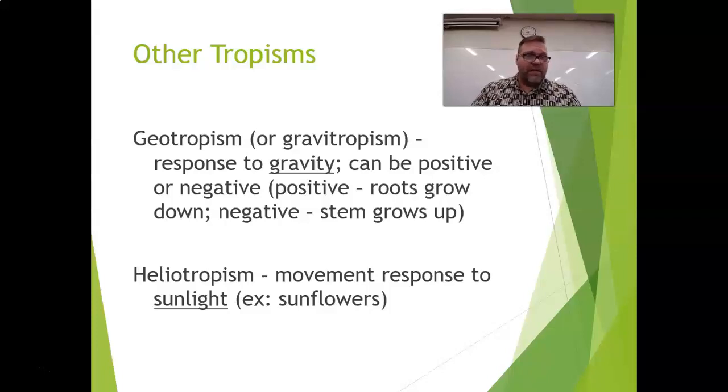Heliotropism. Helio means the sun. So heliotropism is literally movement response to sunlight. An example would be a sunflower. So phototropism is light, response to light. Helio is specifically response to sunlight. A little bit different, but oftentimes they're the same or similar.